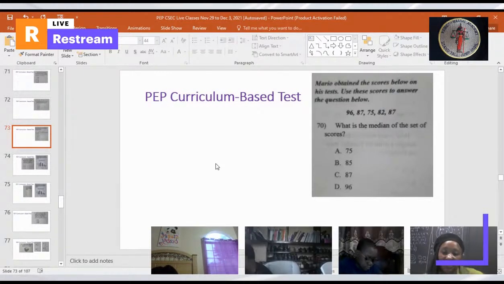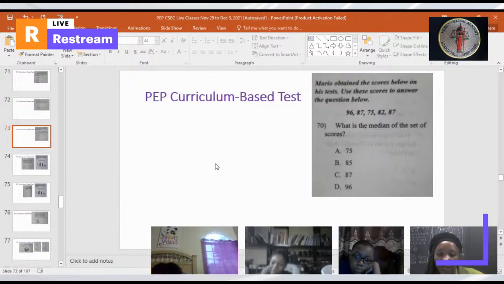Number 70. Mario obtained the scores below on his test. Use these scores to answer the question below. 96, 87, 75, 82, 87. What is the median?